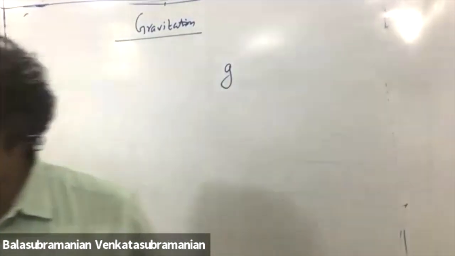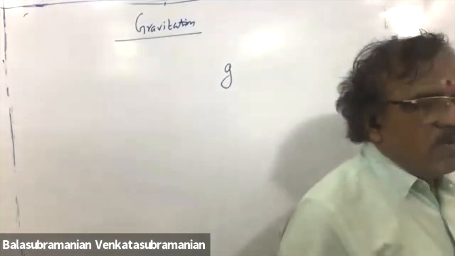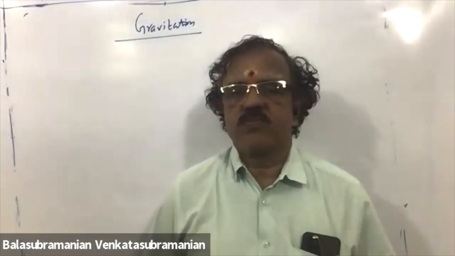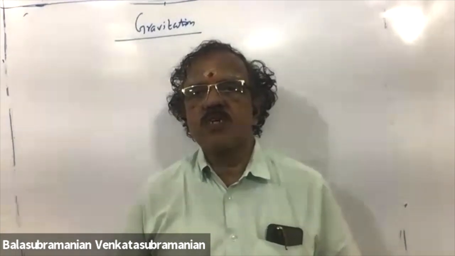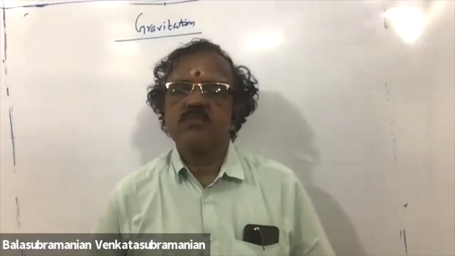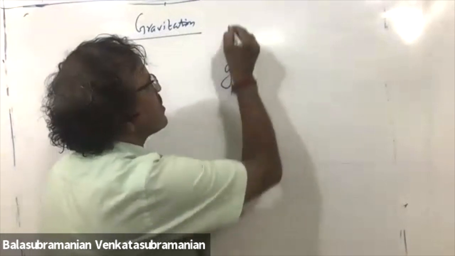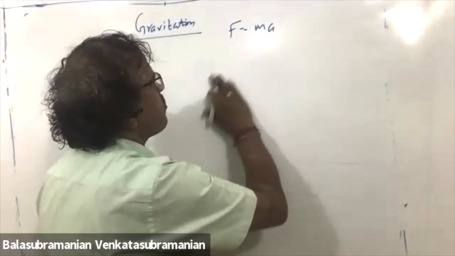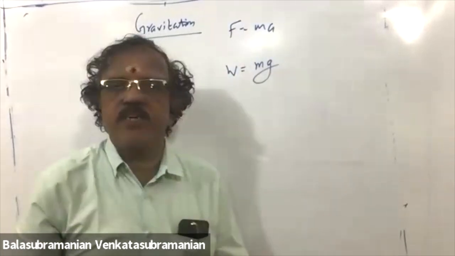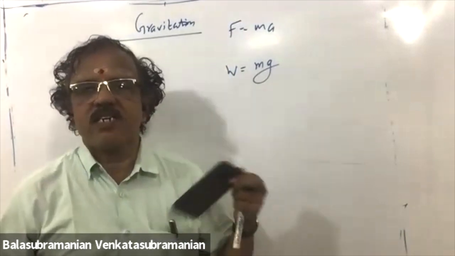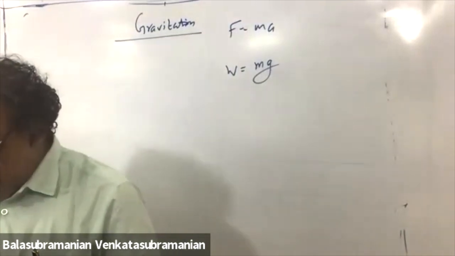Okay. Now, what is called weight? Weight is nothing but a force, the force experienced by a body towards the center of the earth. Generally, by Newton's second law, we write F is equal to ma. But here, F is replaced by W and a is replaced by g, acceleration due to gravity.